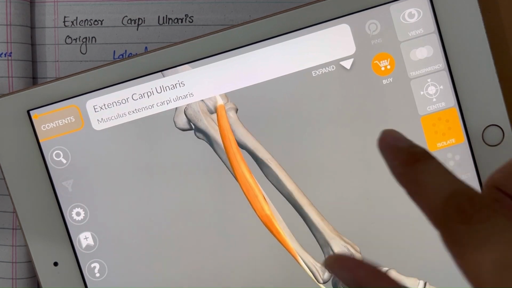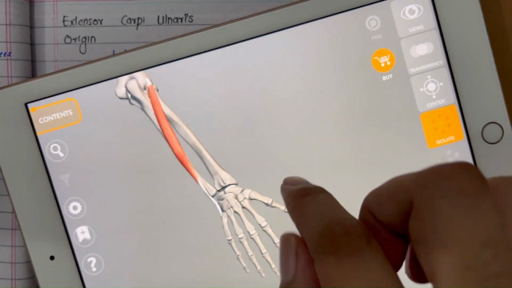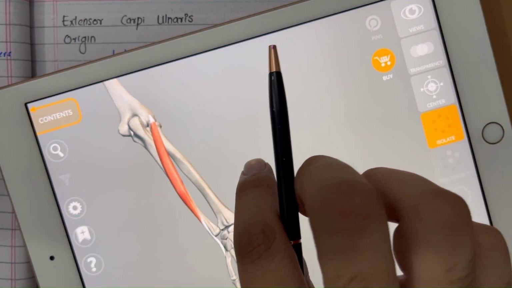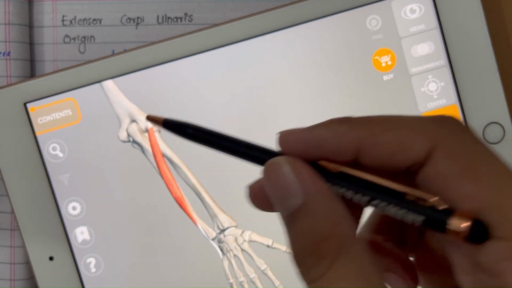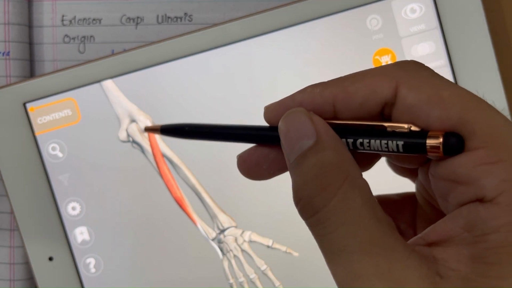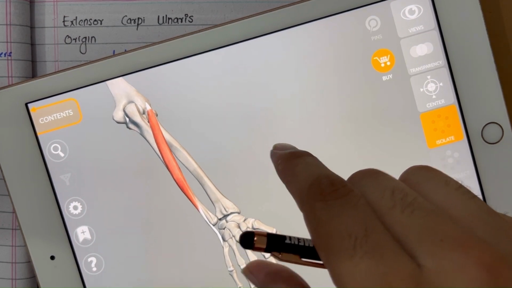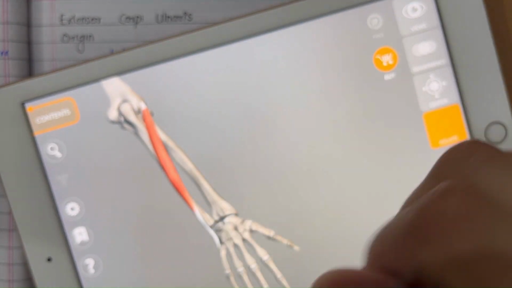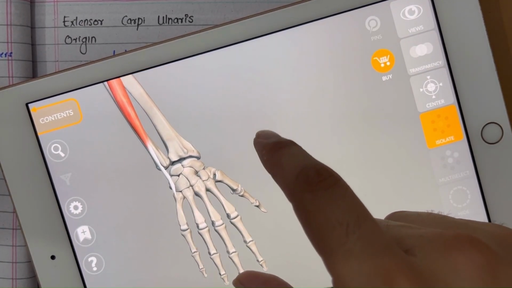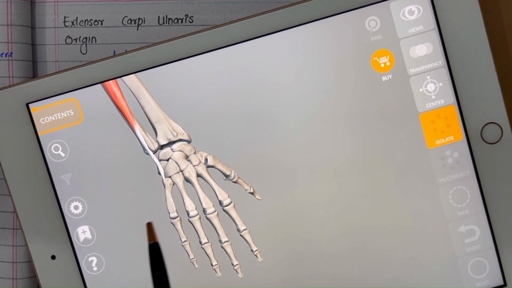Student, the extensor carpi ulnaris muscle originates from the lateral epicondyle of the humerus bone. This is the lateral epicondyle of the humerus bone, and this muscle, student, runs inferiorly along the side of the ulnar bone, and this muscle inserts into the base of the fifth metacarpal bone.